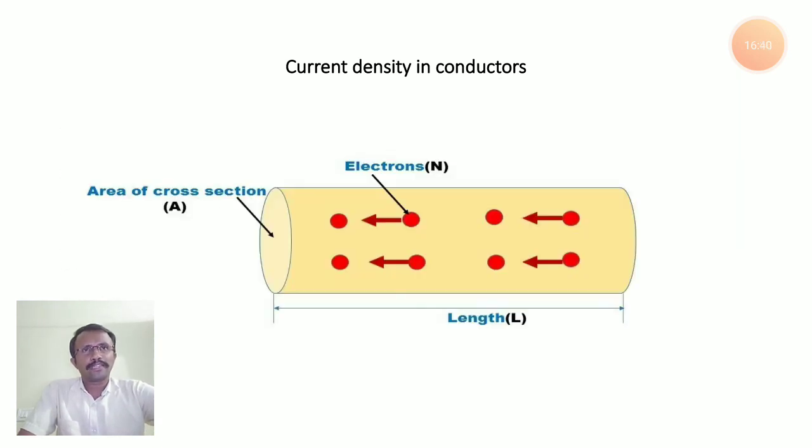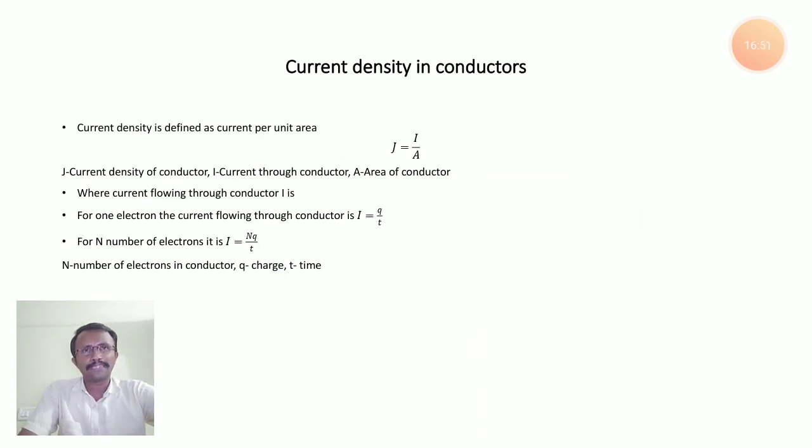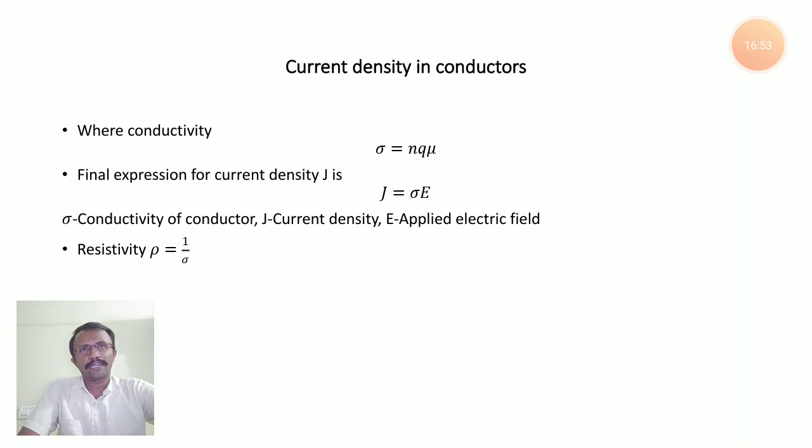We start with the conductor. What is a conductor? Then the length of the conductor capital L, area of cross section A, and the number of electrons capital N. Then by using all these expressions, finally we arrived at J is equal to sigma E. So J is the current density, sigma is the conductivity, E is the applied electric field.